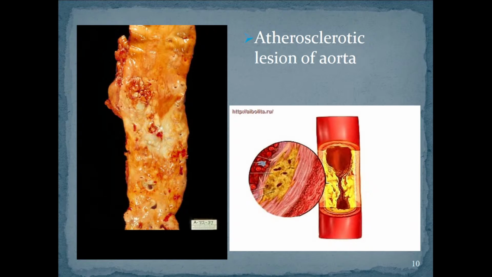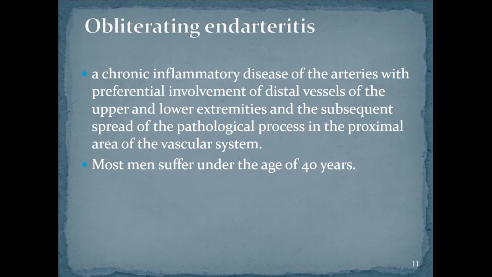Here you can see the specimen of aorta with atherosclerotic plaques. Obliterating endarteritis. It is a chronic inflammatory disease of the arteries with peripheral involvement of distal vessels of the upper and lower extremities and the subsequent spread of pathological process in the proximal area of the vascular system. Most men suffer under the age of 40 years.